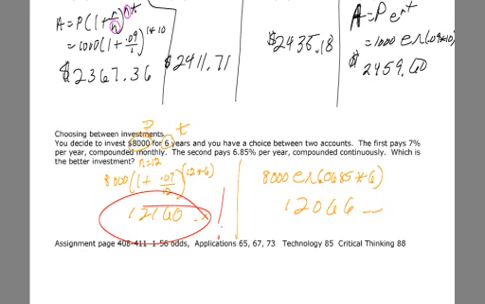Now, remember, we said continuously is the one that's going to give you the most money, but there are also other factors such as number of times it's compounded, and more importantly, the interest rate. So check out the assignment in the book, some applications, technology, critical thinking problems there, and I'll close 4.1 with that.